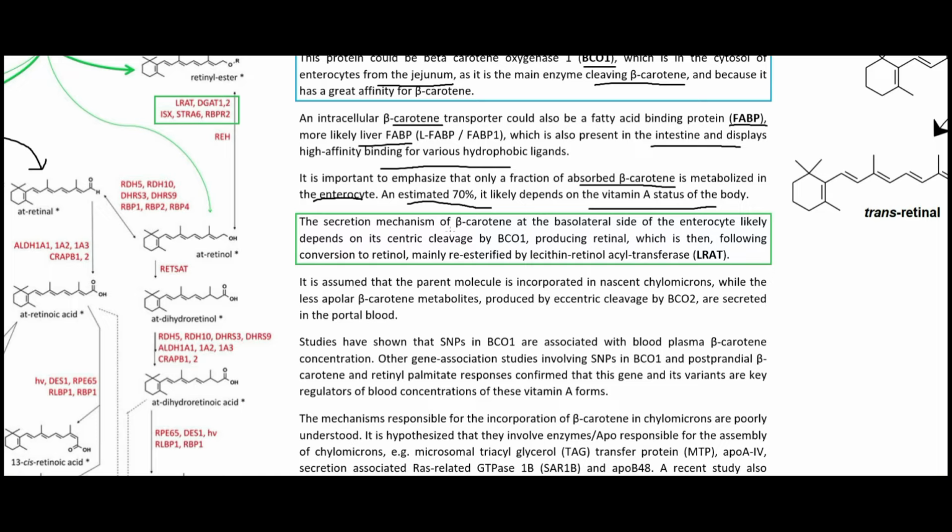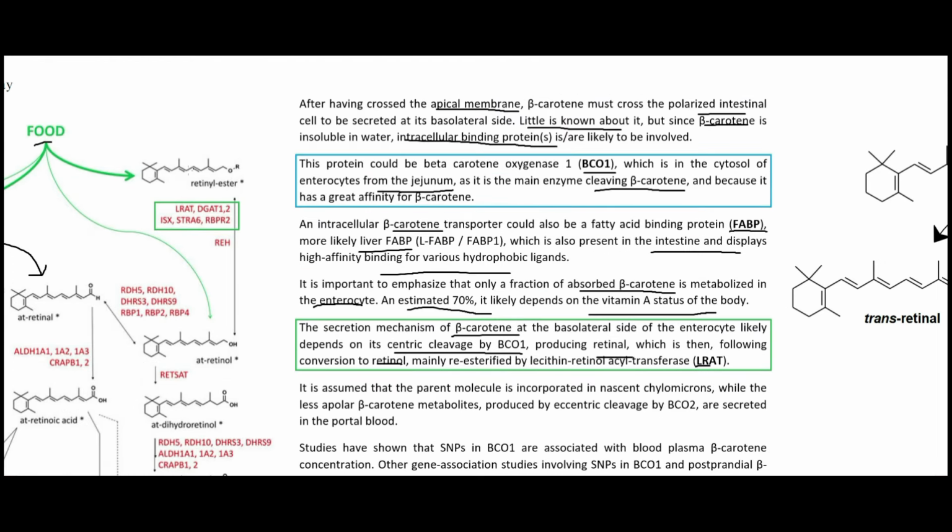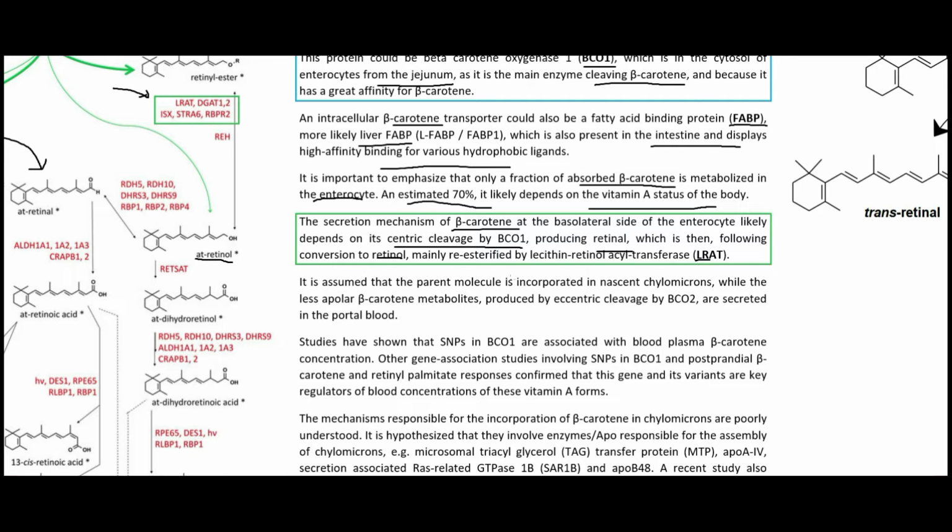So the secretion mechanism of beta carotene at the basolateral side, so from the enterocyte into the blood, likely depends on the centric cleavage by BCO1 producing the retinal and following conversion to retinol, mainly reesterified by the lecithin retinol acyl transferase, the LRAT, which I have kind of boxed right here. So that's going to the all trans retinol. So it's assumed that the parent molecule, so the uncleaved molecule, is incorporated into these chylomicrons, while the less apolar beta carotene metabolites.